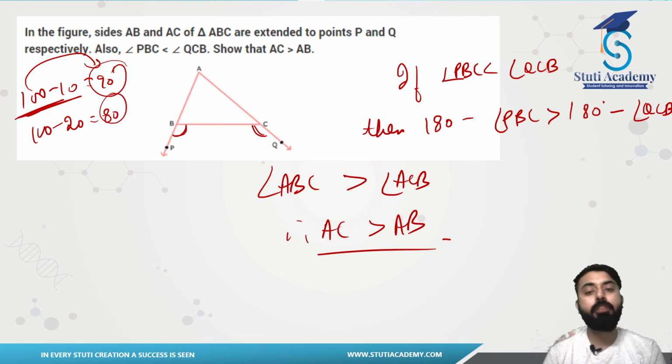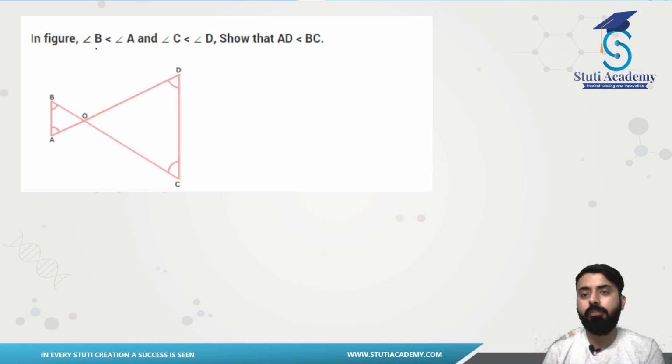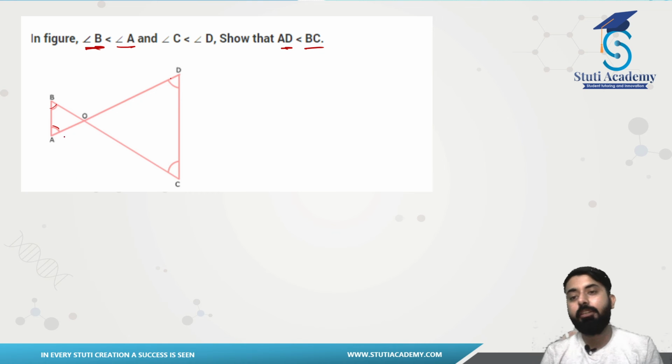So I hope you don't have any doubt on this. Let's move forward and see what we have now. We have this one in the figure. Angle B is less than angle A, and angle C is less than angle D. We have to show that AD is less than BC, this entire AD is less than BC.